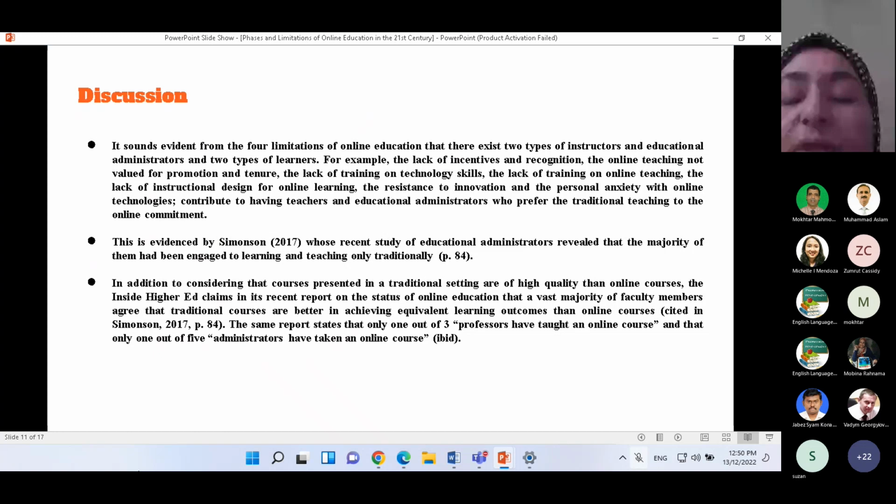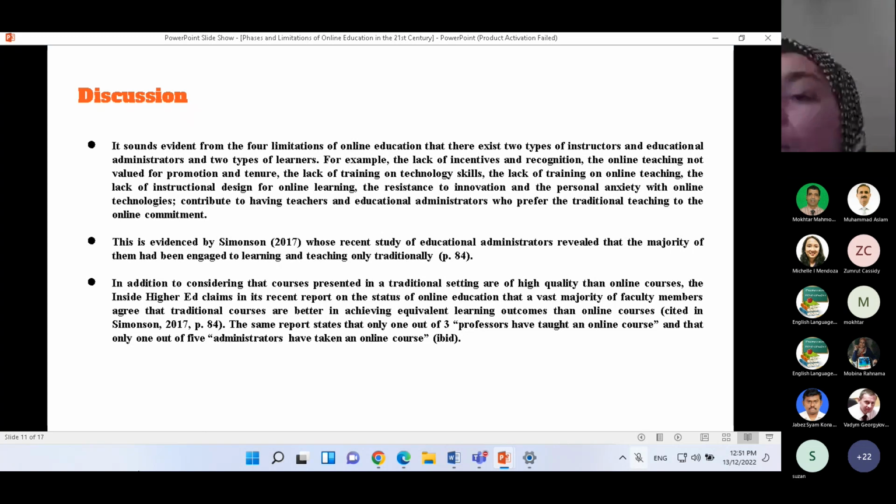And it sounds evident that from the four barriers I have just stated, in online education there exist two types of instructors and educational administrators and two types of learners as well. For instance, the lack of incentives and recognition, the online teaching not valued for promotion and tenure, the lack of training on technology skills, the lack of training on online teaching, lack of instructional design for online learning, the resistance to innovation and personal anxiety with online technologies contribute to having teachers and educational administrators who prefer the traditional teaching mode to the online in commitment.